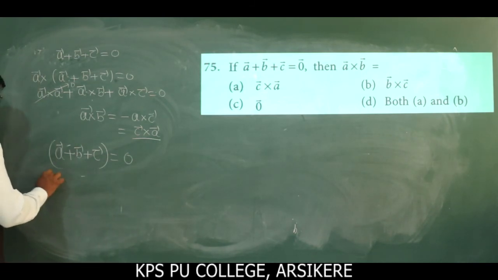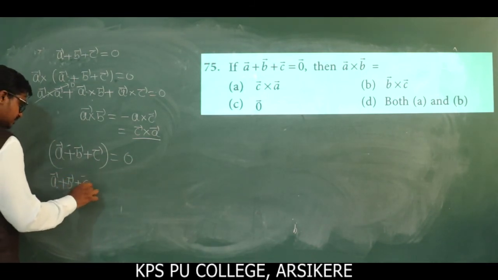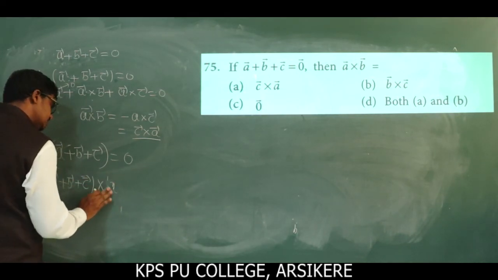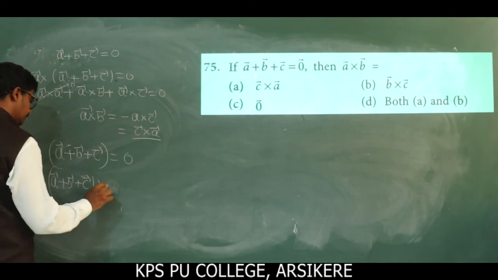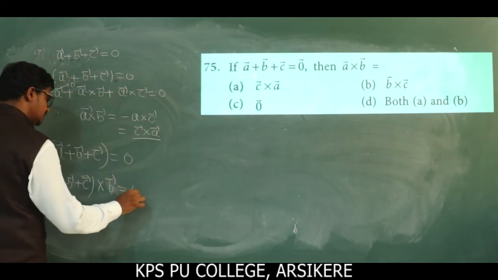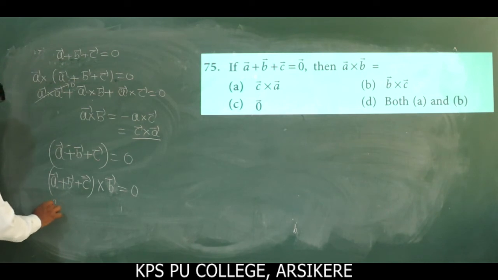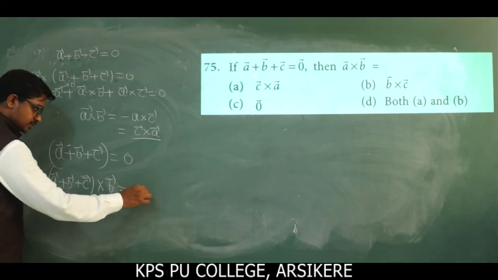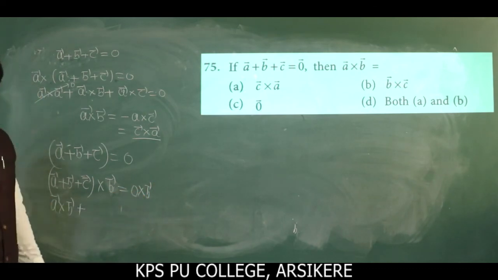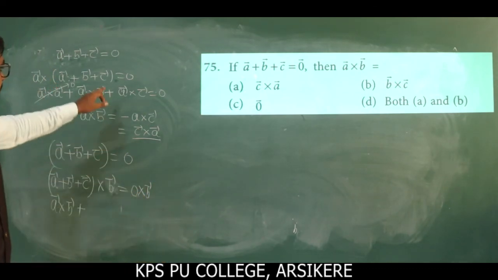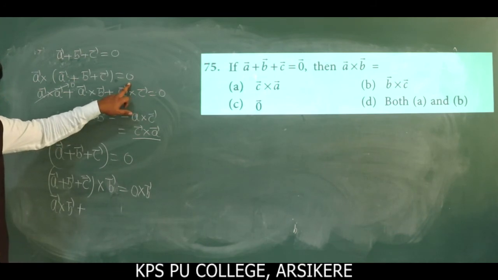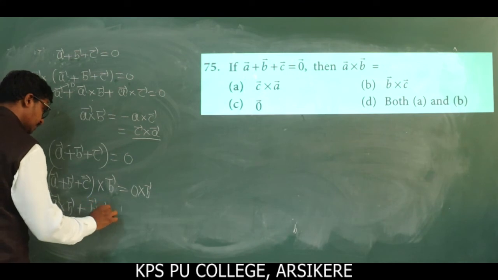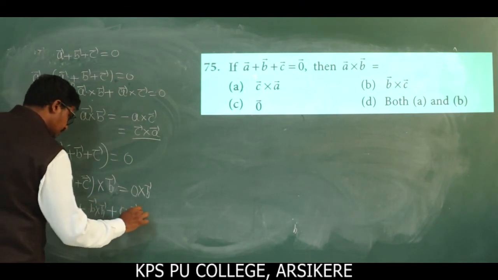So this is your vector A plus vector B plus vector C cross with vector B. Sorry, this is vector B, and B cross 0 becomes 0. This becomes A cross B plus B cross B plus C cross B is equal to 0. I have not written that part here; directly I have taken that as 0.